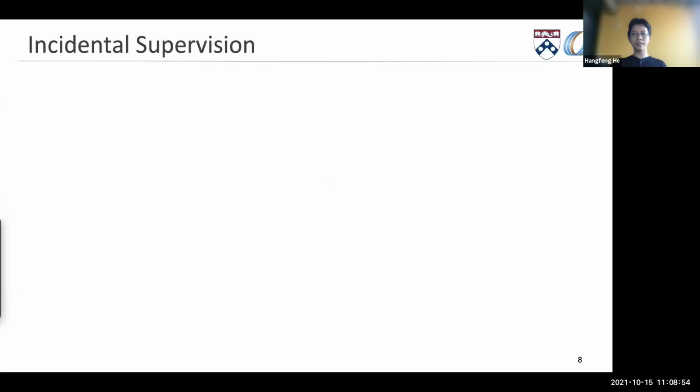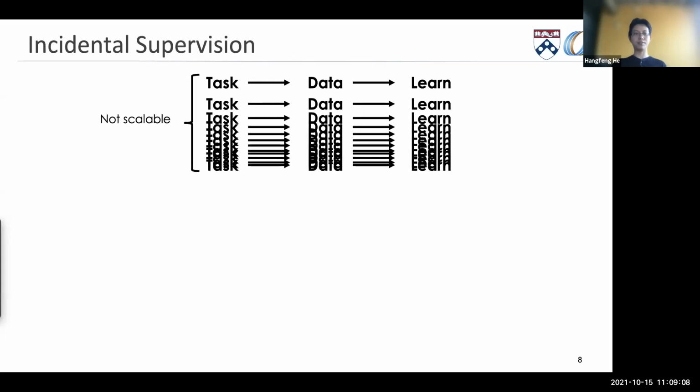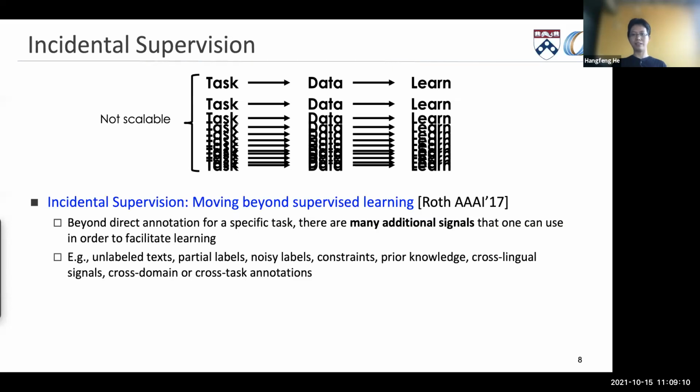As a recap, in standard machine learning, given a task, we will try to annotate the data, and after that, we will learn the model. For different tasks, we will do the same thing multiple times. This methodology is definitely not scalable. Therefore, Dan proposed incidental supervision to move beyond supervised learning.